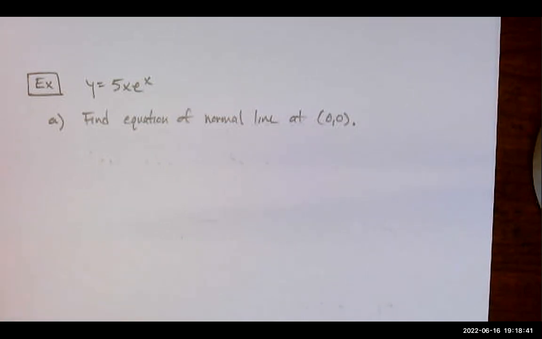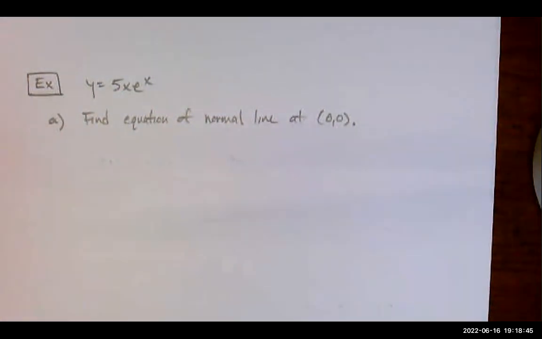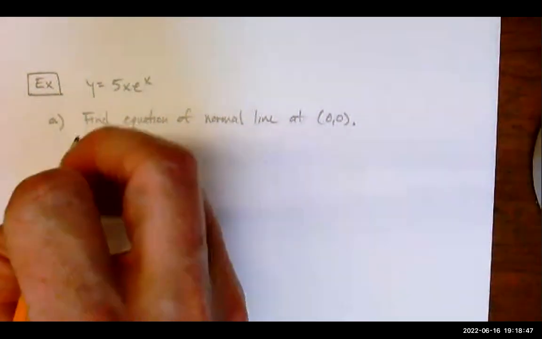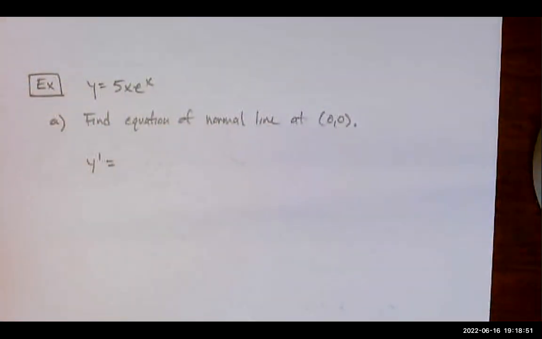How are we going to do this? Well, the equation of the normal line, if it's perpendicular to the tangent line, we first need to know the slope of the tangent line at our point. So let's take a derivative. We need a product rule.